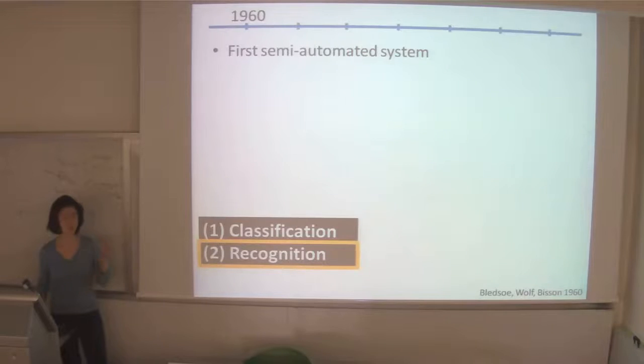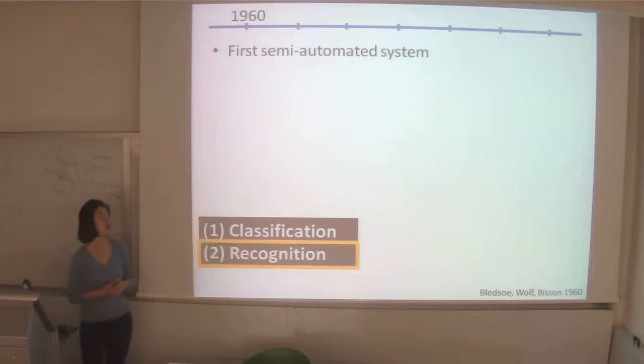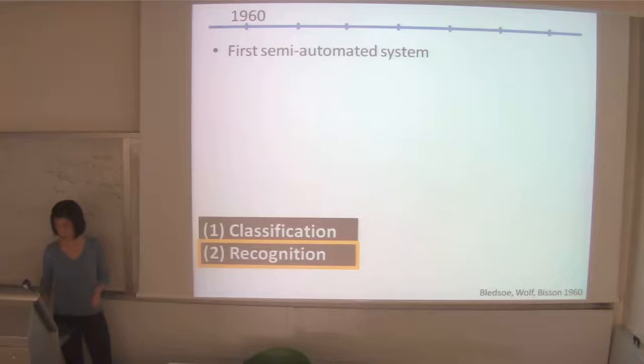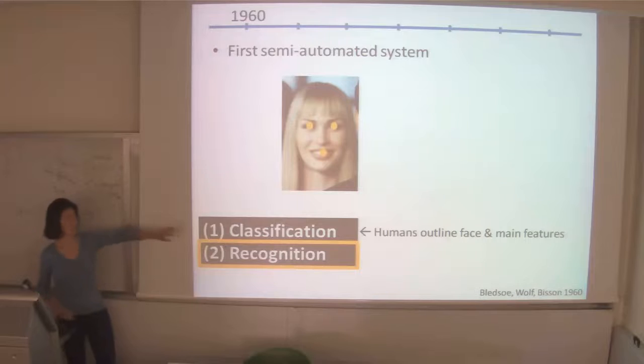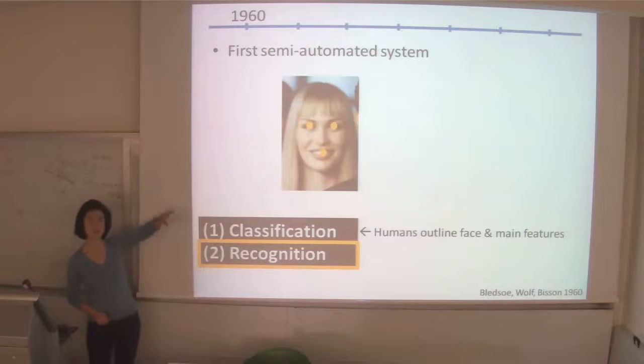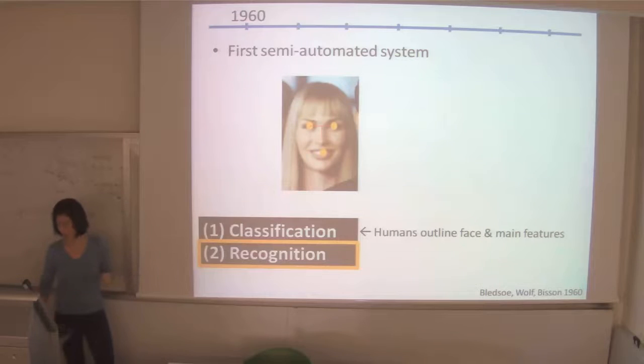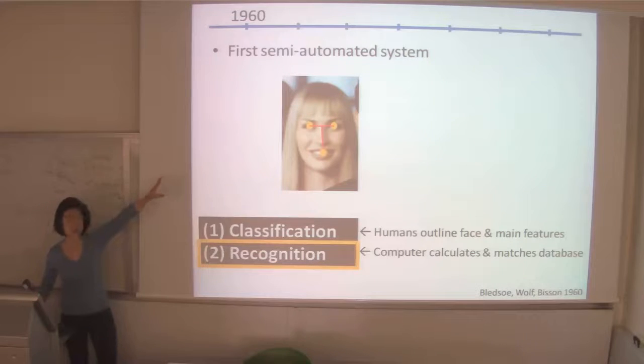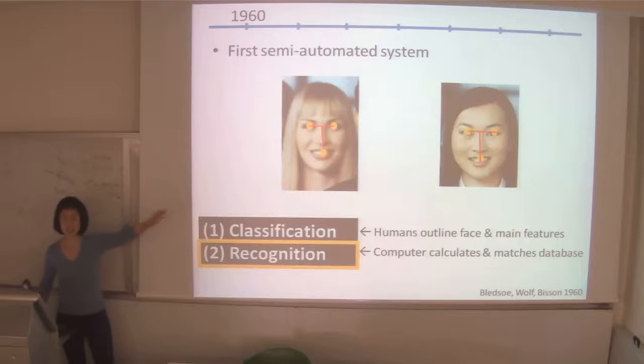So what's the history of face recognition? Well, it really started in 1960 with the first semi-automated system, and they focused on recognition. The idea is that humans would do the classification part. Humans would say, this is a face, there's an eye, there's an eye, there's a mouth, and then the computer would calculate a ratio and then compare it to a face in the existing database and say whether or not it's the same face. So the computer did the recognition aspect.